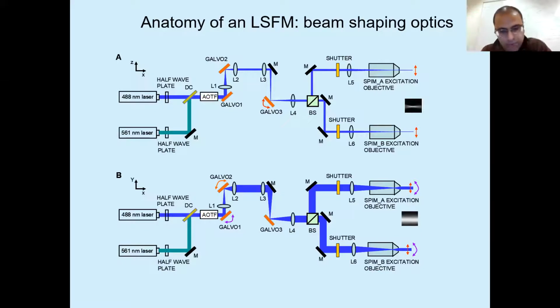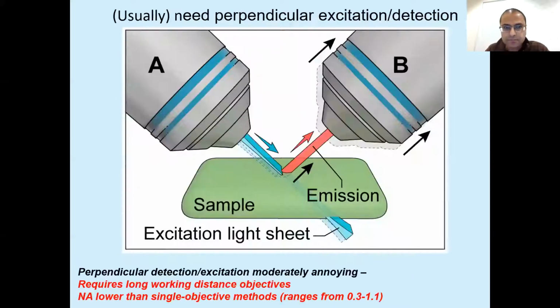Nothing about this is fundamental. I just wanted to show it so you get some sense of what is there underneath the hood. But again, nothing here is really that unique to a light sheet microscope, right? You would find these kinds of optics in a confocal laser scanning microscope as well.